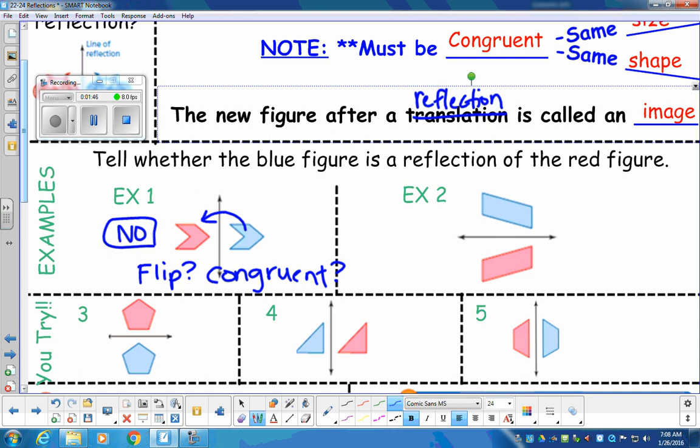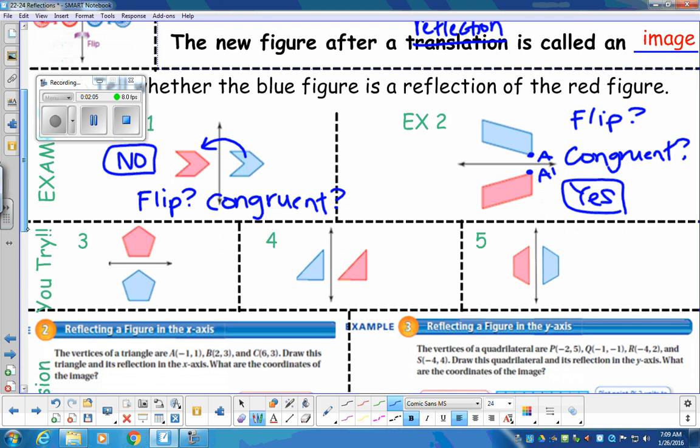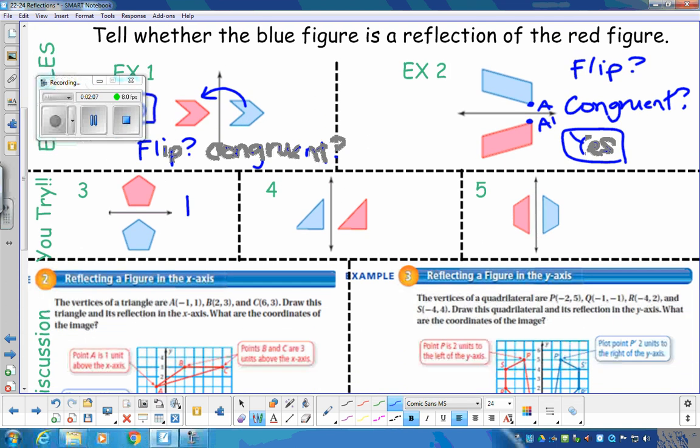In example 2, did we flip it is the first question. And if we flipped it, is it congruent? And you should be saying yes. If we flip it, would this point A land right here, A prime? Yes, so this is a reflection. We flipped it and it's congruent, we have a reflection. Moving on to example 3. Did we flip it? No, so we should be saying no. No flip, that looks like a translation.